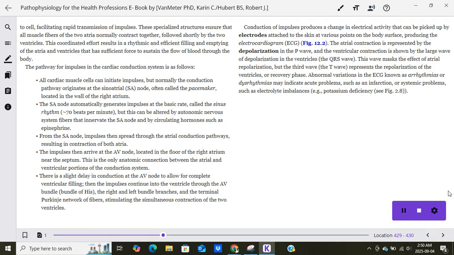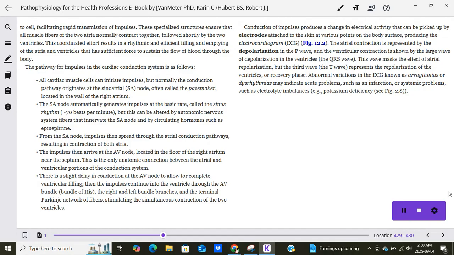There is a slight delay in conduction at the AV node to allow for complete ventricular filling, then the impulses continue into the ventricle through the AV bundle of His, the right and left bundle branches, and the terminal Purkinje network of fibers, stimulating the simultaneous contraction of the 2 ventricles.